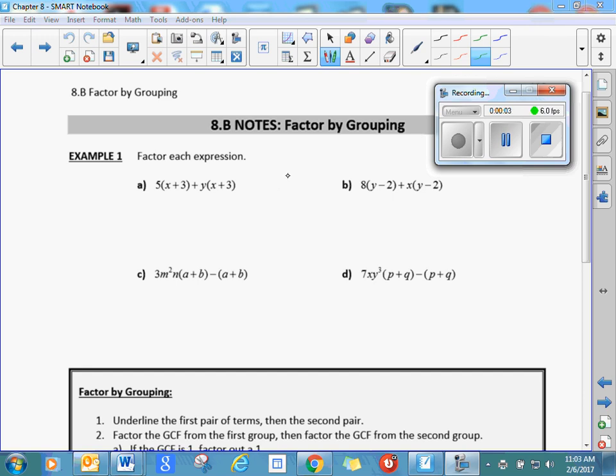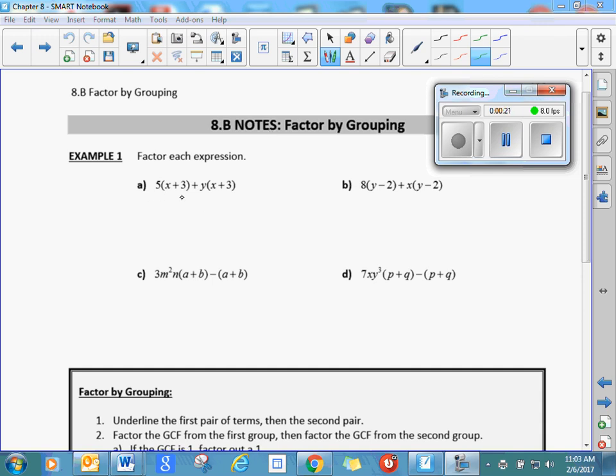So this is 8b. We're going to continue factoring. That's the entire unit, as a matter of fact. And in 8a, we factored out the GCF. And we're going to do that in 8b too. But this time, what we're going to factor out is actually going to be a binomial, not a monomial.